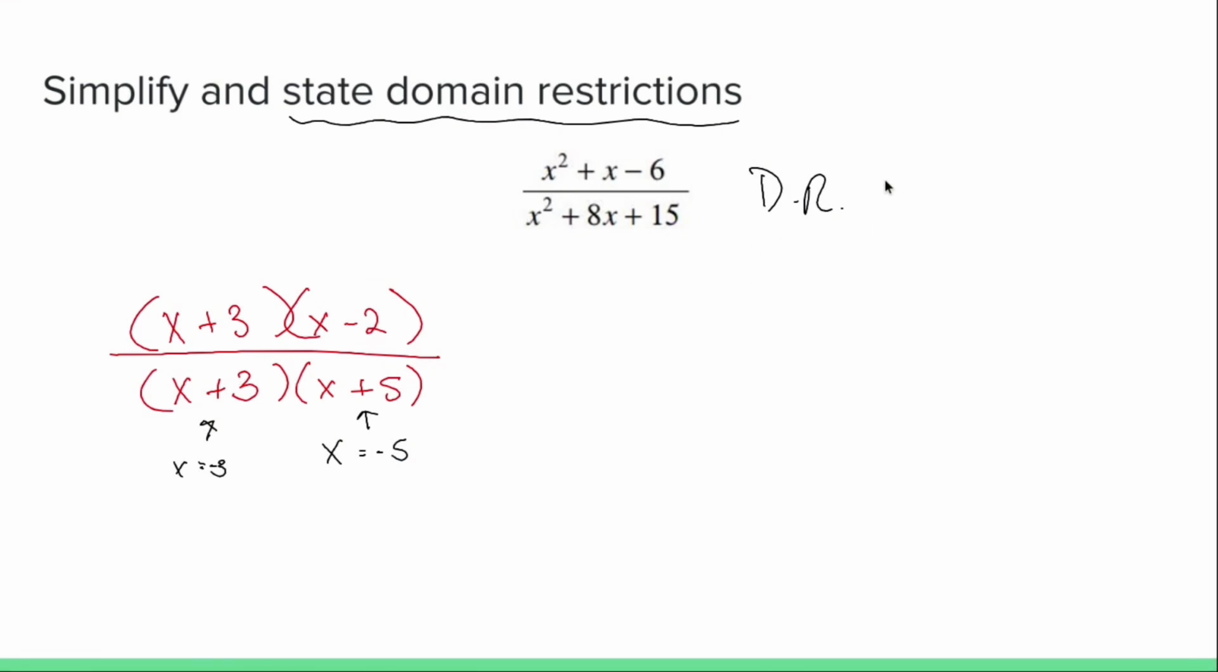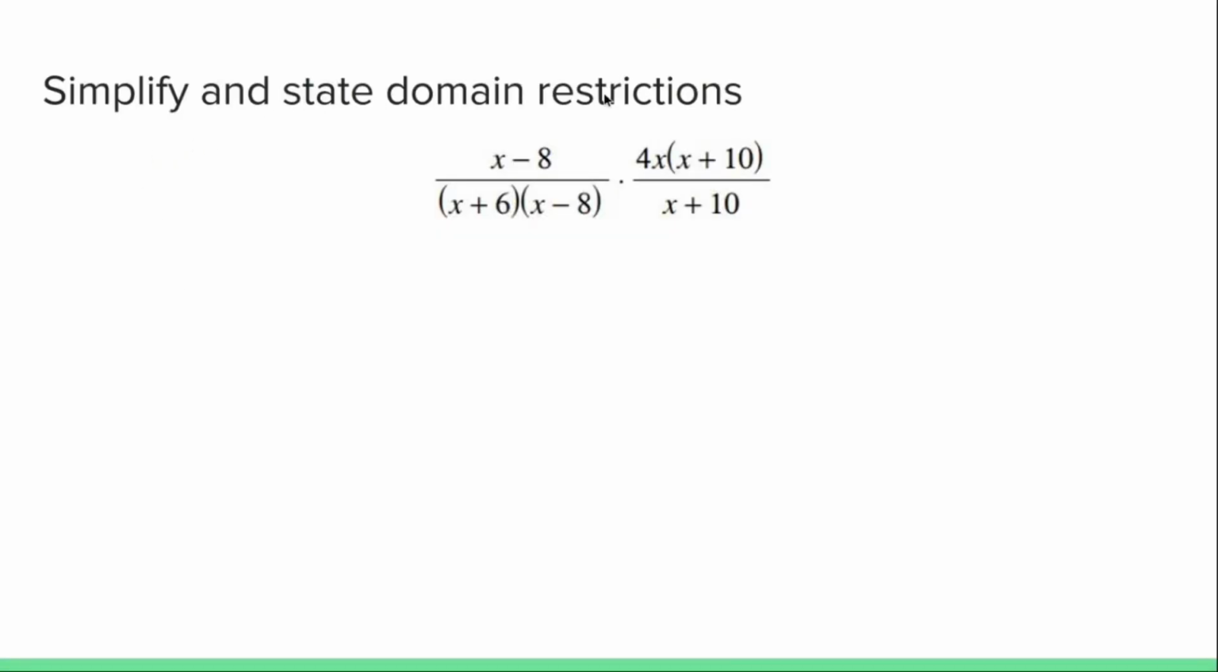So my domain restrictions are me saying x cannot equal negative 3 and negative 5. Now that I have my domain restrictions written out, I can get rid of you because you're the same. And that leaves me with x minus 2 over x plus 5. So even though I got rid of the part that has negative 3 involved, I still cannot plug negative 3 into the original function because it makes the bottom equal to 0, and that's not allowed.